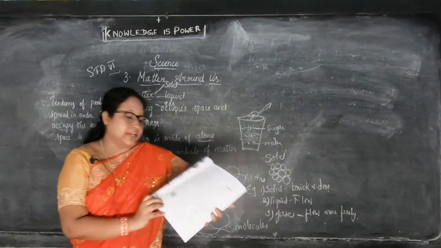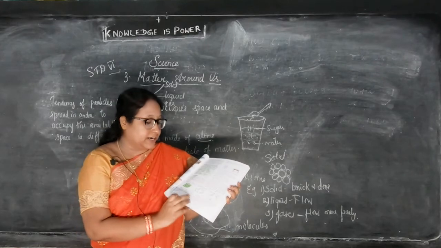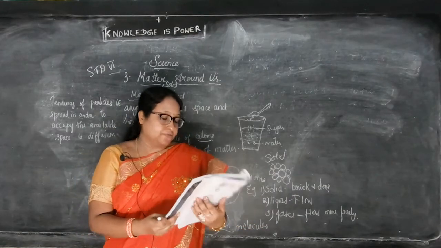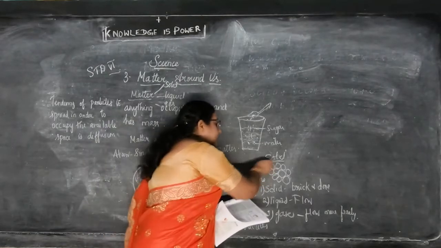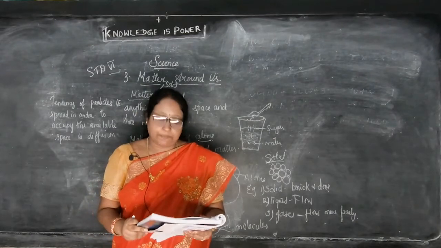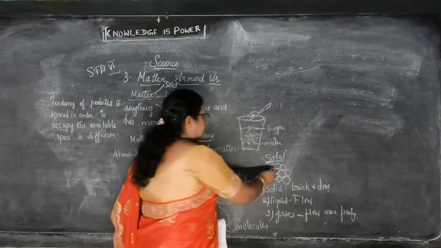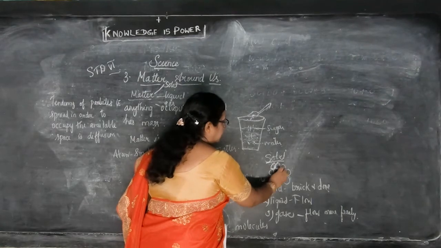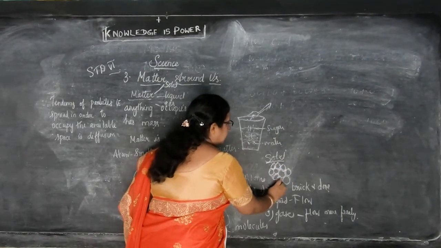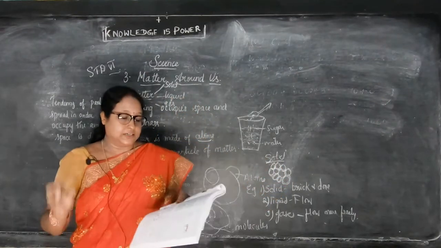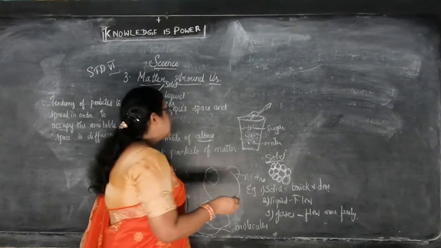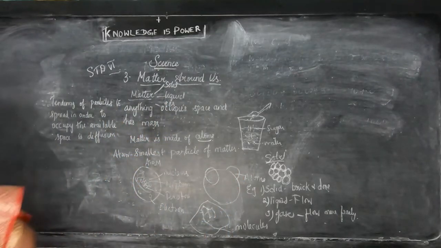Now they have given a tabular column here: particles in a solid, particles in a liquid, and particles in a gas. First, if we take a solid, I already said they are tightly packed. In a solid, the particles are tightly packed with very little space between them, because there is no place.